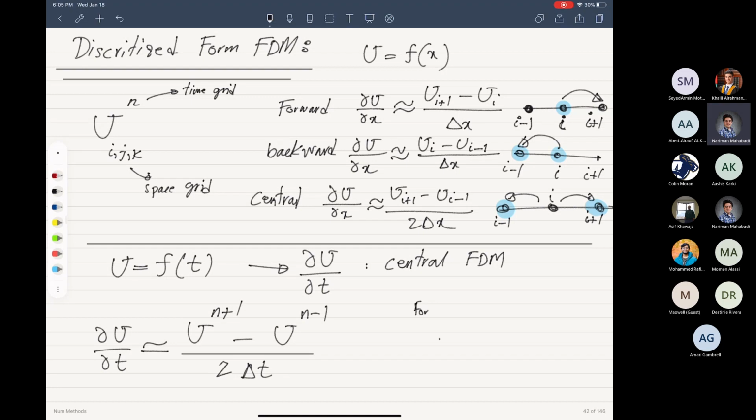For forward, this is going to be u^{n+1}, right, minus u^n divided by delta t. For backward, it's going to be u^n minus u^{n-1} divided by delta t, right? So always just ask this question of yourself. If you're using forward, you need to use the next value, right? If it's backward, the previous value, and central, forward and backward. And you need to also be careful about whether this is over the time or over the space.